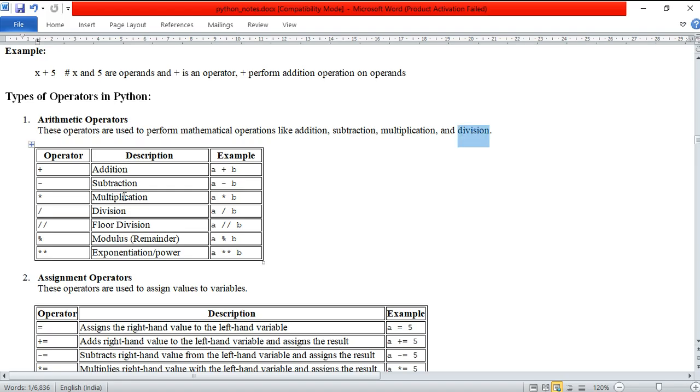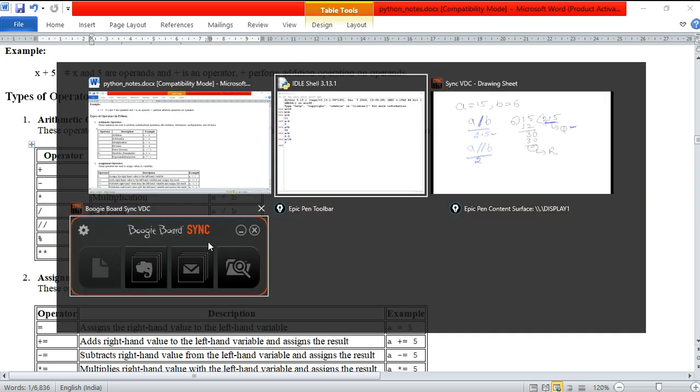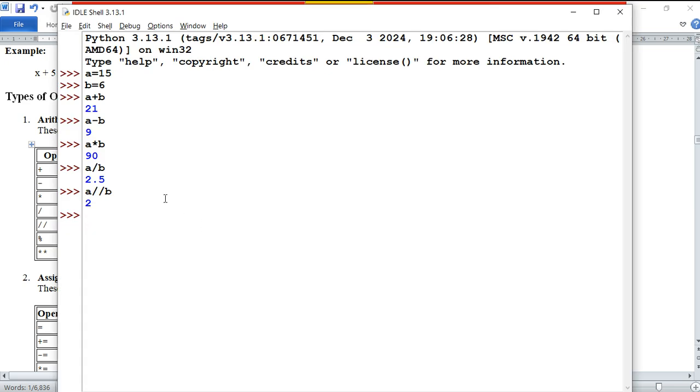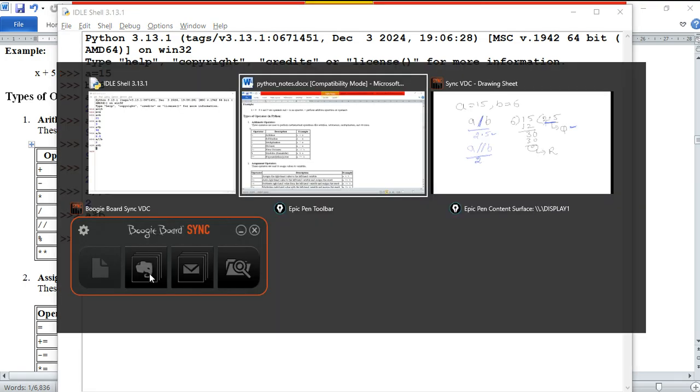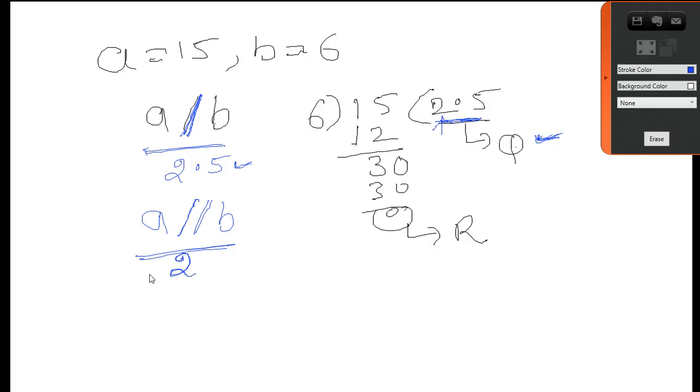Now I am going to explain the modulus operator, please. The modulus operator will give the remainder of two numbers. Let me show you what happens with the remainder. So a modulus b, let's say that. Press enter. This is 3, we got the remainder. How did we get this remainder 3? Let us understand here.